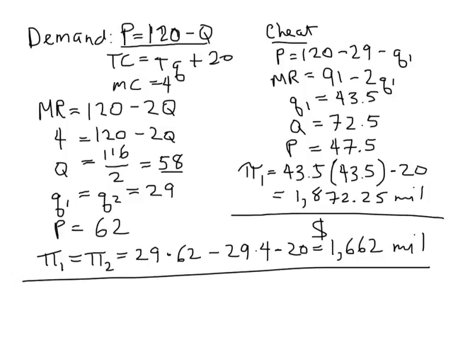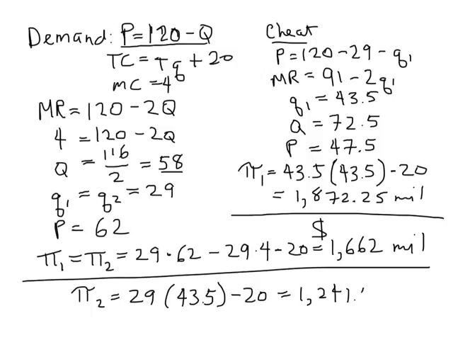And let's see, I'm running out of room here. I'm going to isolate this one off. The second firm, the one that isn't cheating, is going to get 20. They're producing just 29, and their price minus average variable costs is 43.5, and then we subtract off their fixed costs. And when we do all that, we get 1,241.5 million. So let's go ahead and enter those values into our table.